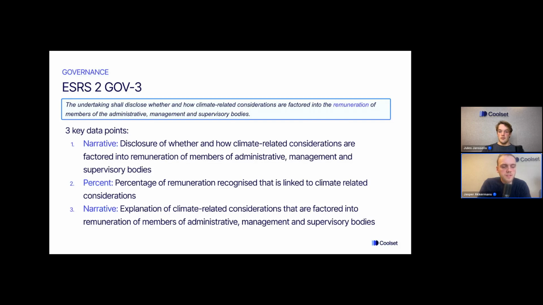The second data point is a percentage. So you're looking at the percentage of remuneration recognized that is linked to climate-related considerations.